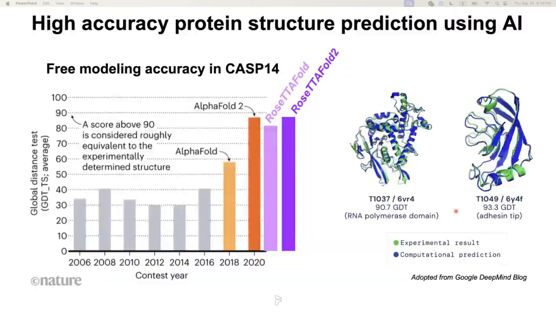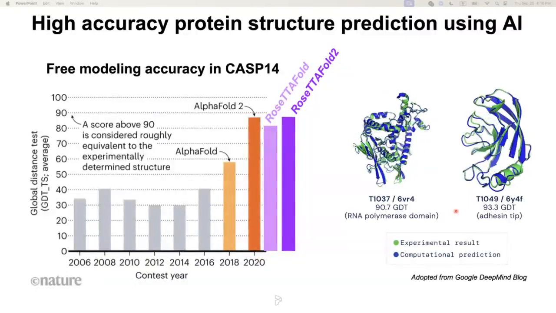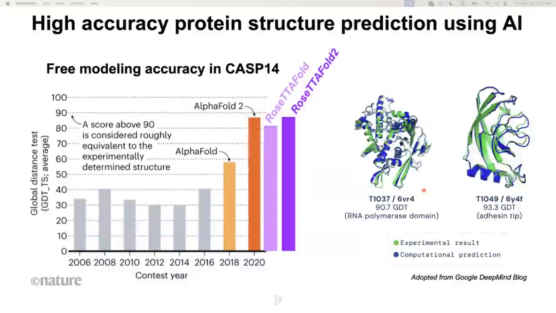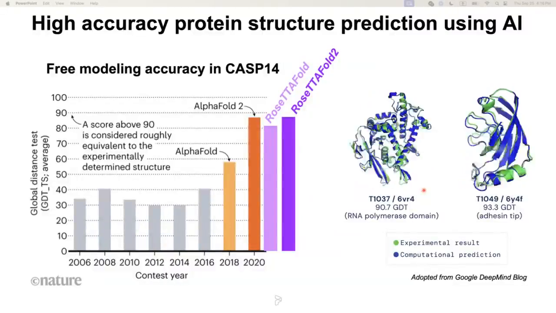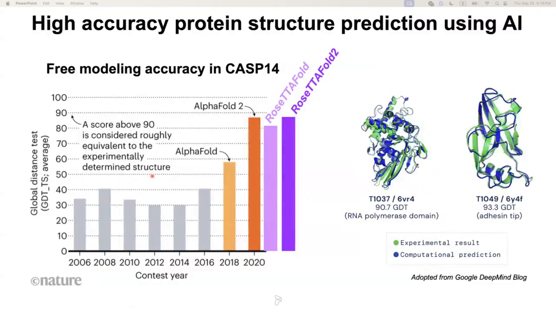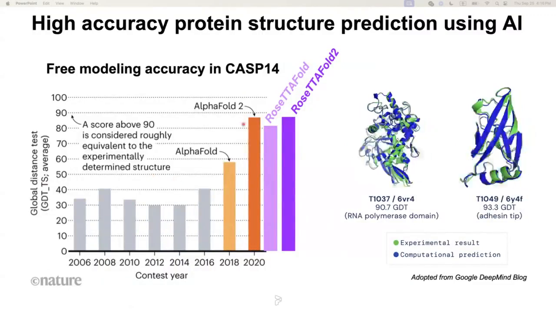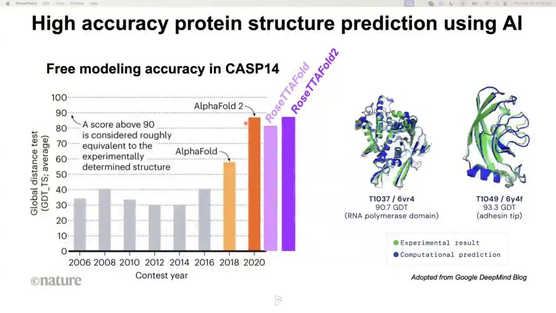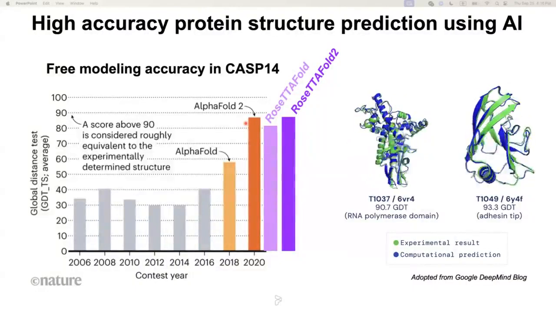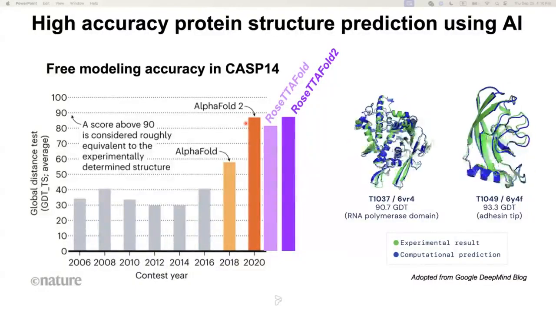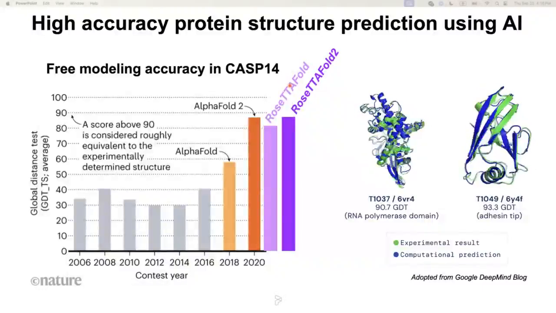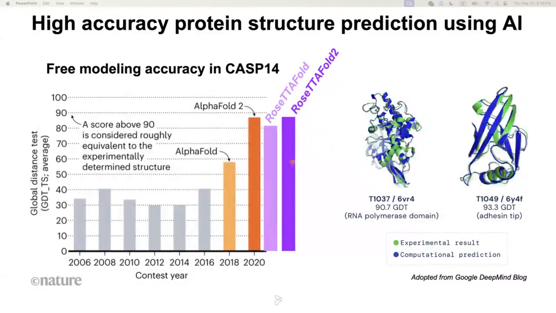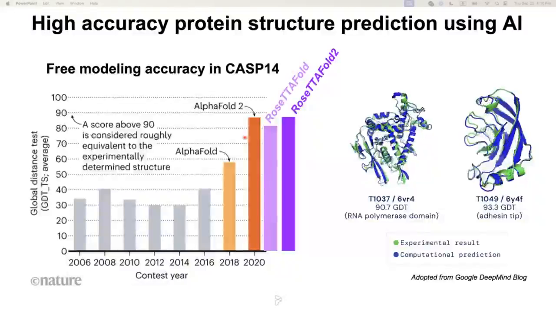And the effectiveness of AI-based approaches became dramatically apparent in the 14th Critical Assessment of protein Structure Prediction, the CASP14 experiment, in 2020. As shown in this graph, AlphaFold 2 from DeepMind achieved high accuracy with an average GDT score close to 90, which is considered roughly equivalent to experimentally determined structures. And our RoseTTAFold model also performed remarkably well, and the latest model shows almost the same performance. And this actually represented a genuine paradigm shift in structural biology.